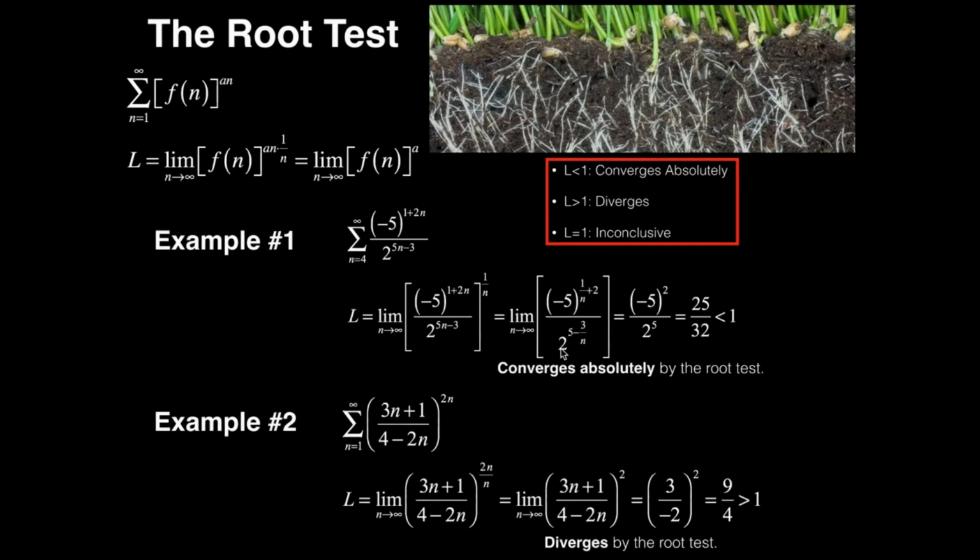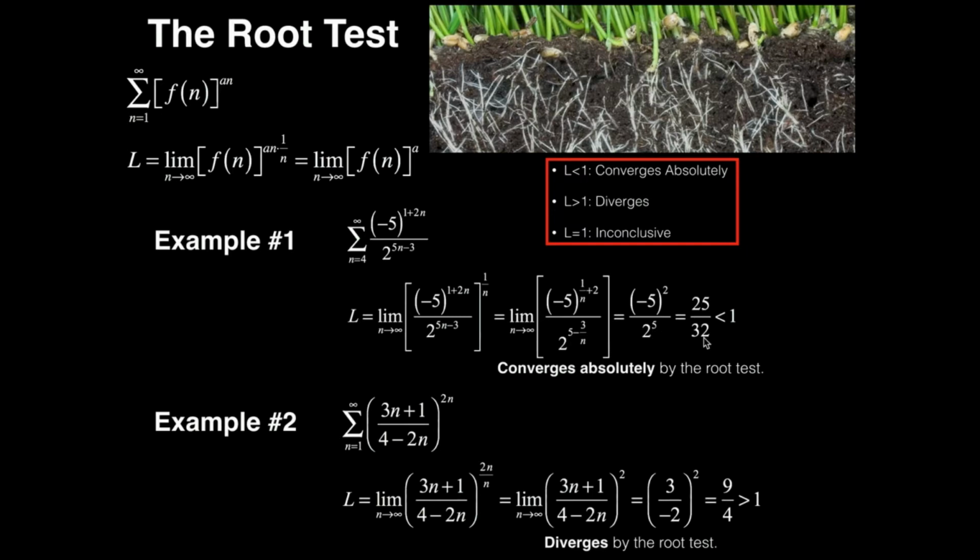And then in the denominator, if I plug in infinity for this n, 3 over infinity is basically 0. So this is just 2 to the 5th power. Okay? And so this becomes negative 5 squared, and that's 25, and 2 to the 5th, which is 32.